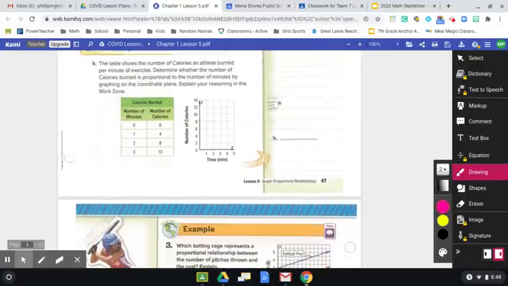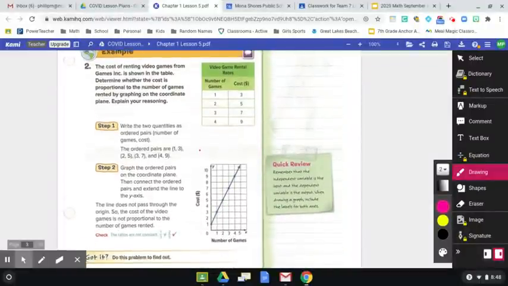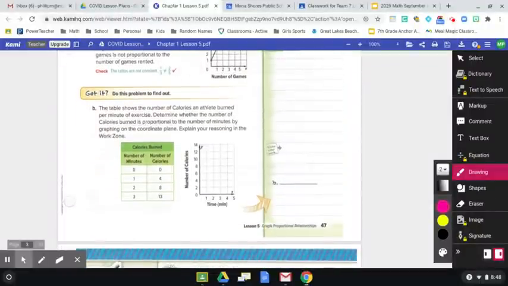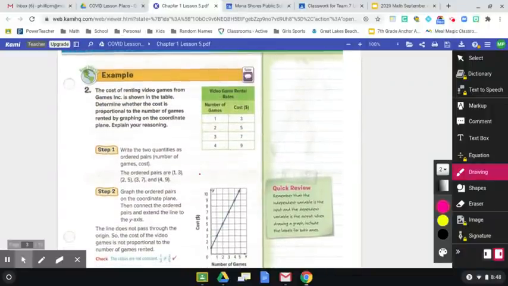So I'm going to come back up here. And in your book, and now in front of your screen, we're going to take a look at page 47, and we're going to look at example number 2. So you still need your calculator. Pretty much everything that we do in chapter 1, you will use it.